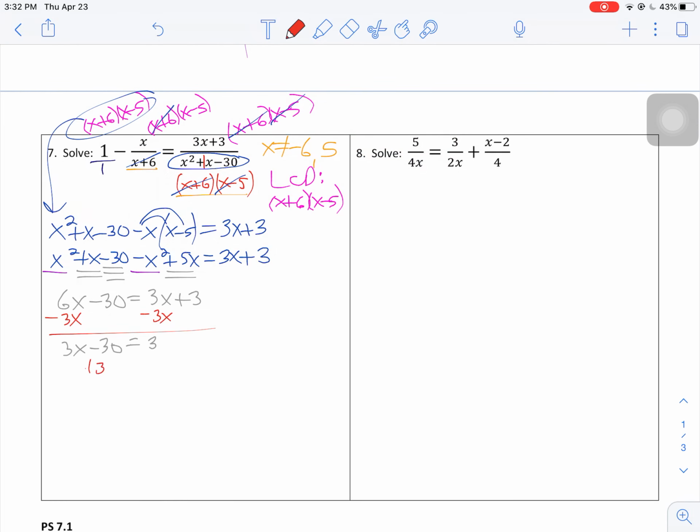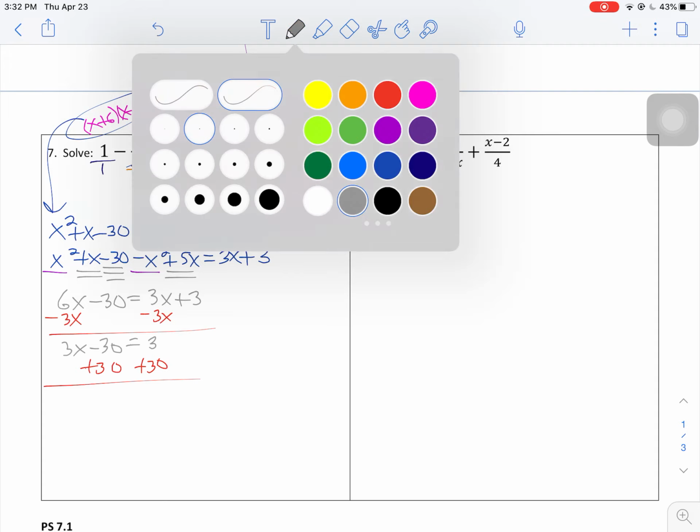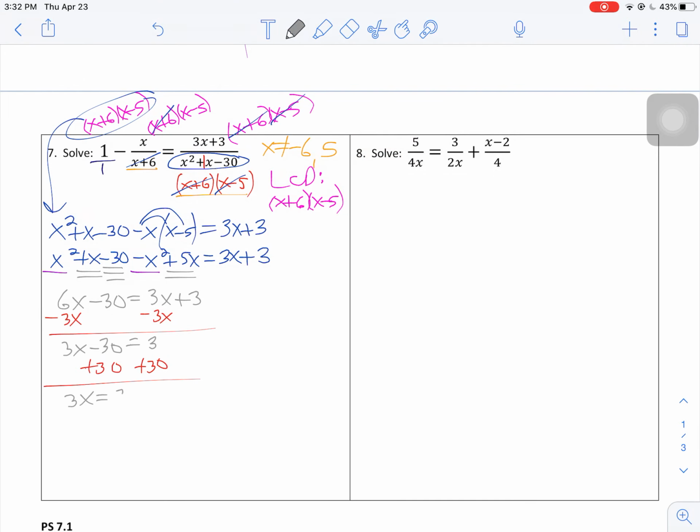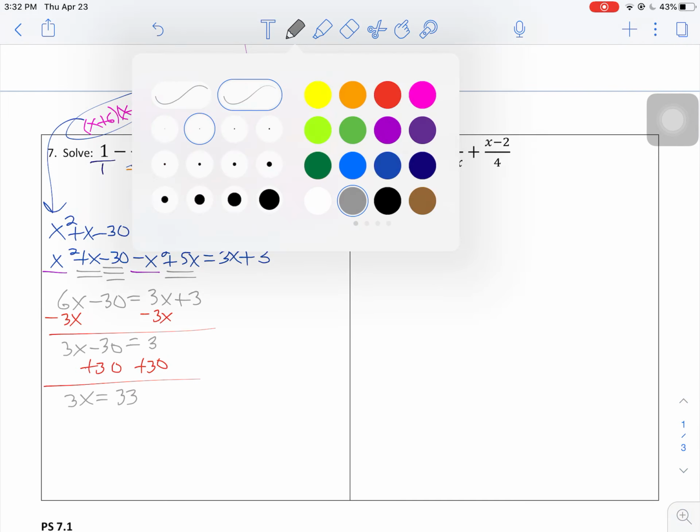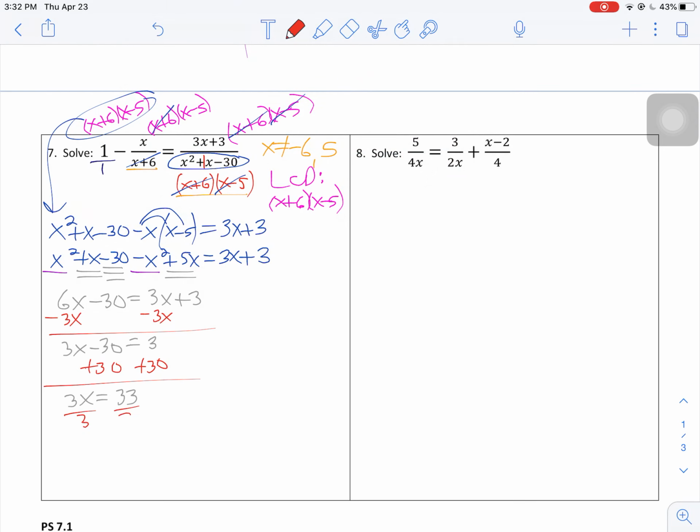And then plus 30 plus 30. So 3x equals 33. Undo multiplication by doing division. And we get x equals 11.